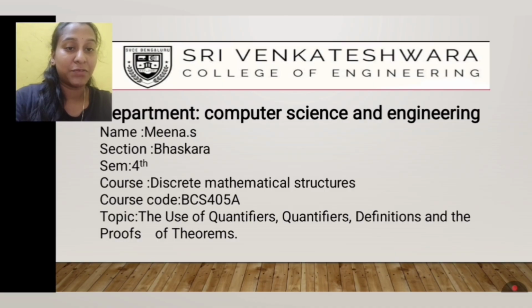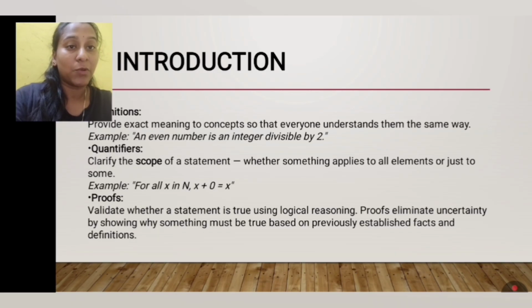Now I am here to give the explanation about the topic called the use of quantifiers, definitions and proofs of theorems. Let us come across into the introduction part where we have to know about the definitions, quantifiers and proofs. Let us come across into the definitions. We all know that definitions provide the exact meaning to the concept so that everyone understands it in the same way. We can give an example: an even number is an integer which is also divisible by 2. It is a definition.